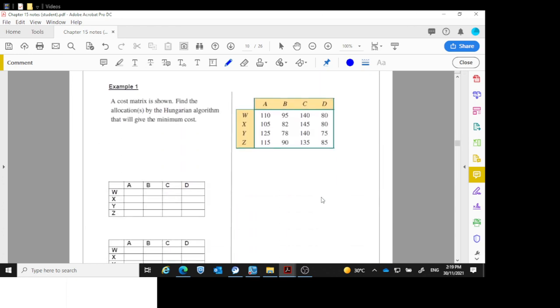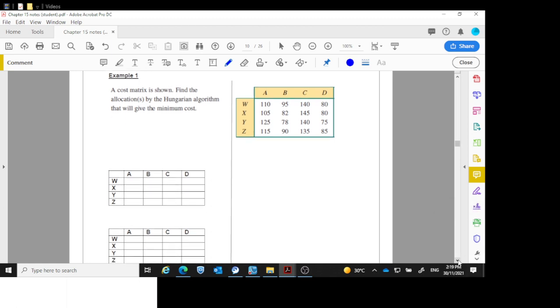So this example here, we're going to do from scratch. Okay. Cost matrix is shown. Find the allocations by the Hungarian algorithm that will give the minimum cost. So in this first one, take away 80 from here. Take away 80 from here, take away 75 from here, and take away 85 from here. And when I do that, I'm going to get 30, 15, 60, and 0.